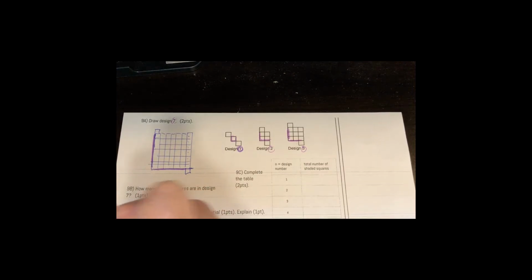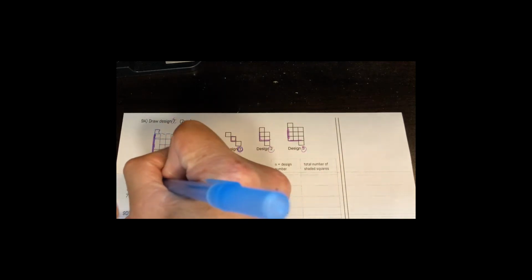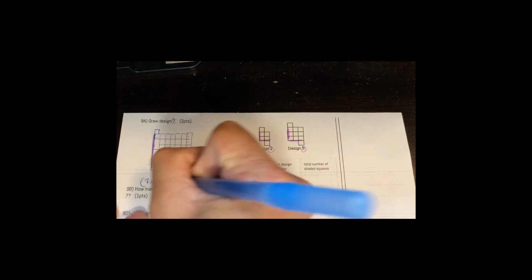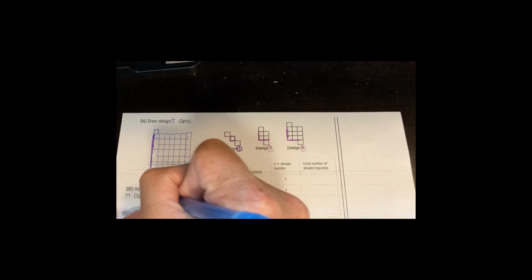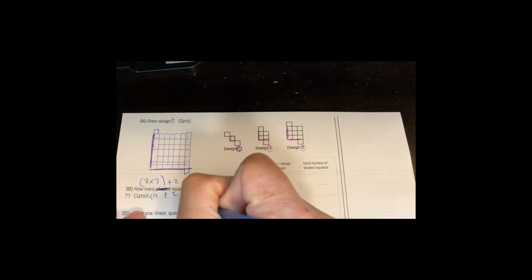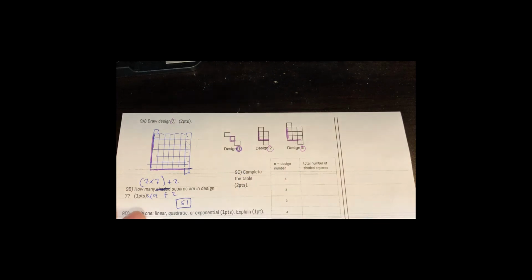Told you guys, cross that off. That was a typo. How many squares are in the design? So if you do 7 by 7 plus 2, that gives us 49 plus 2, which is a total of 51. 51 is your answer.